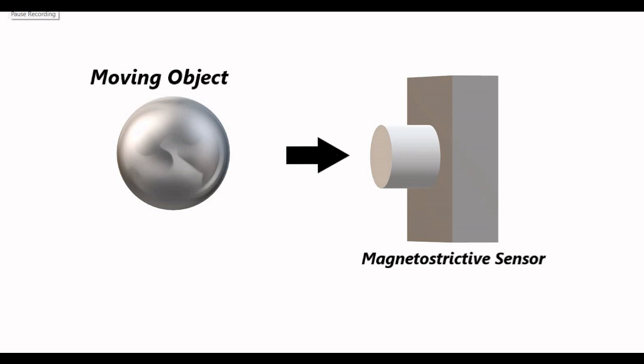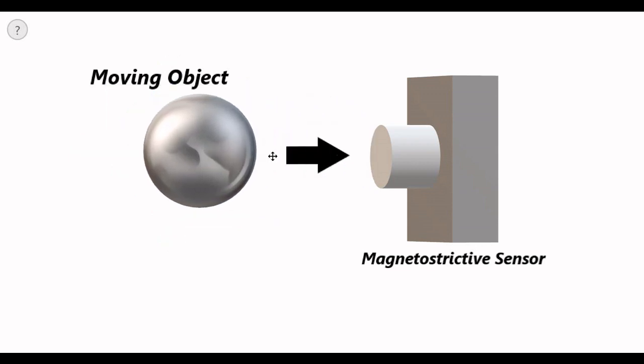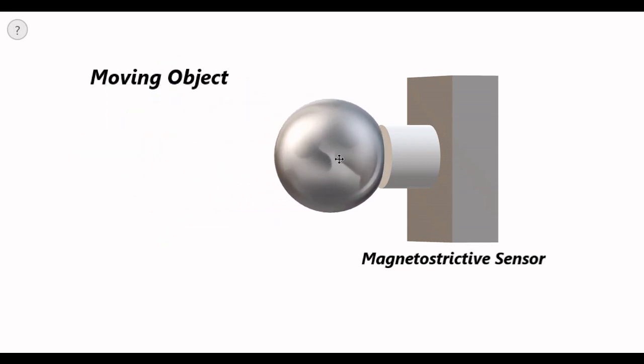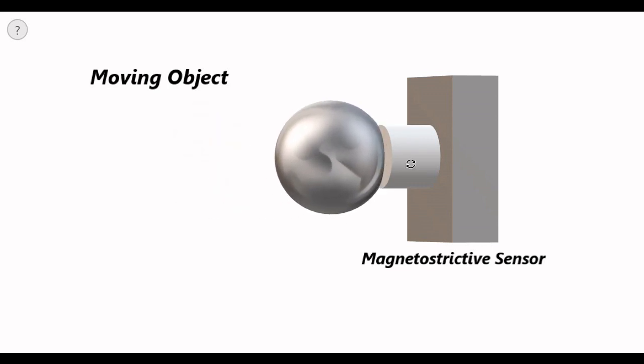So let us try to understand this whole thing from a three-dimensional point of view. As I said, this is the to and fro displacement measurement. So suppose this object has to and fro movement like this, and it strikes this magnetostrictive sensor here. As it strikes, this sensor gets activated and it produces the signal.